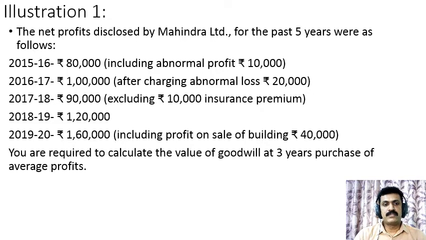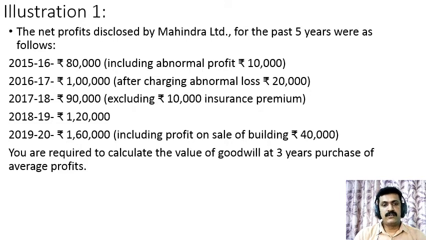In the year 2016-17, the profit is 1 lakh after charging abnormal loss of rupees 20,000. So since it is an abnormal loss, we have to add it. In the year 2017-18, the profit is 90,000 excluding 10,000 rupees insurance premium. So it is a regular expenditure, therefore we have to deduct it. And in the year 2018-19, the profit is 1,20,000, there is no adjustment.